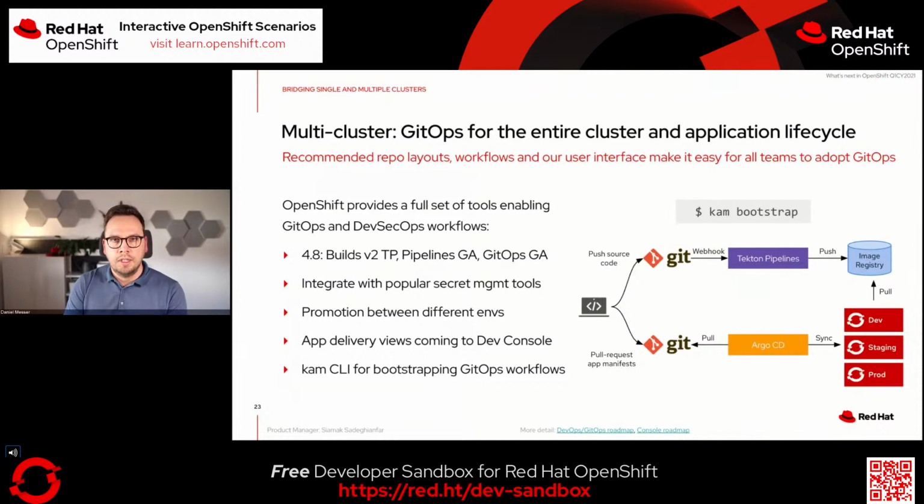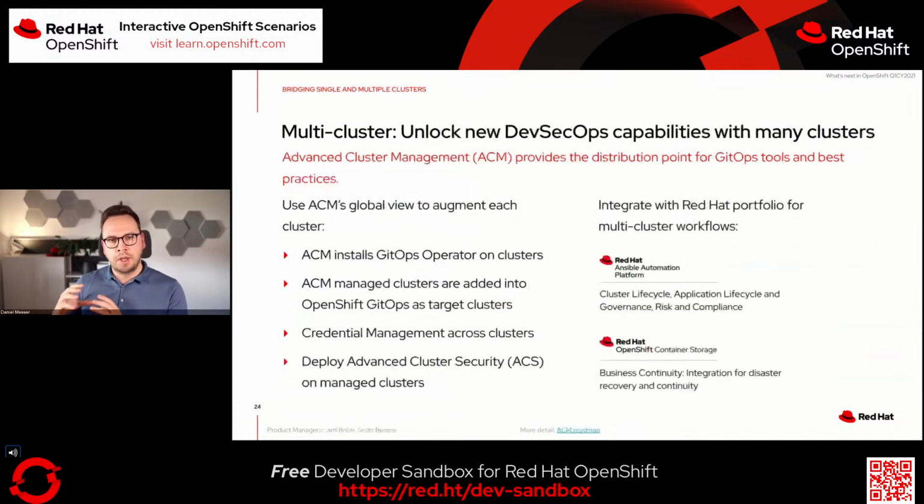Next slide. Let's look at an example of how this could come together. So customers will leverage ACM to add OpenShift GitOps on all managed clusters. And that includes setting up all those clusters as targets in Argo CD, and also create the required credentials for things like cluster access, Git repositories, etc.